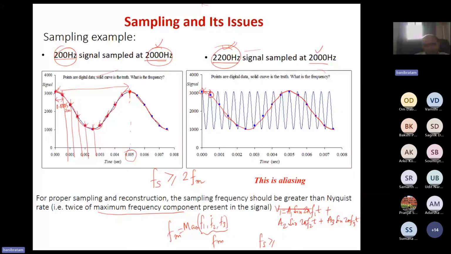So if this is your 100, this is your 200, this is your 300, then what should be the value of Fs? That should be greater than or equal to 600 Hz, is it not? In that way, I should choose the minimum sampling frequency. Is it okay?